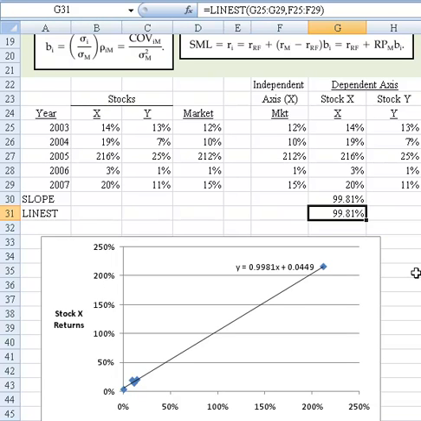Now, let me use the same SLOPE and LINEST functions to calculate the beta for stock Y. So I'll do slope.